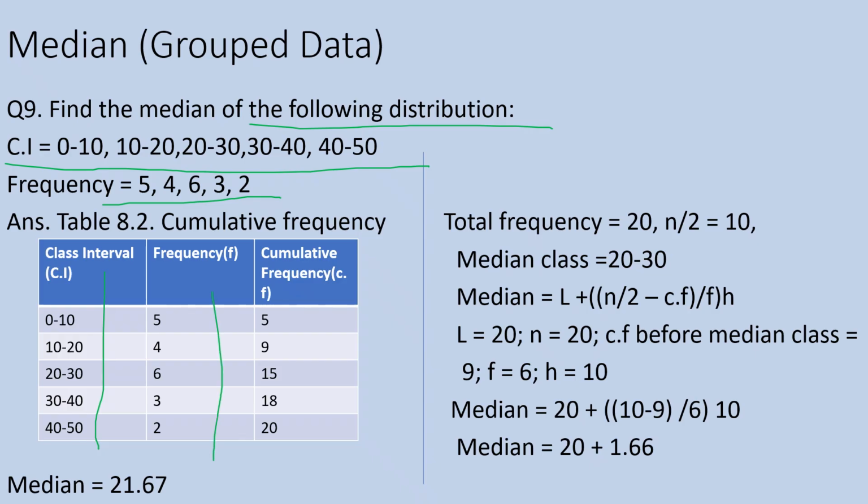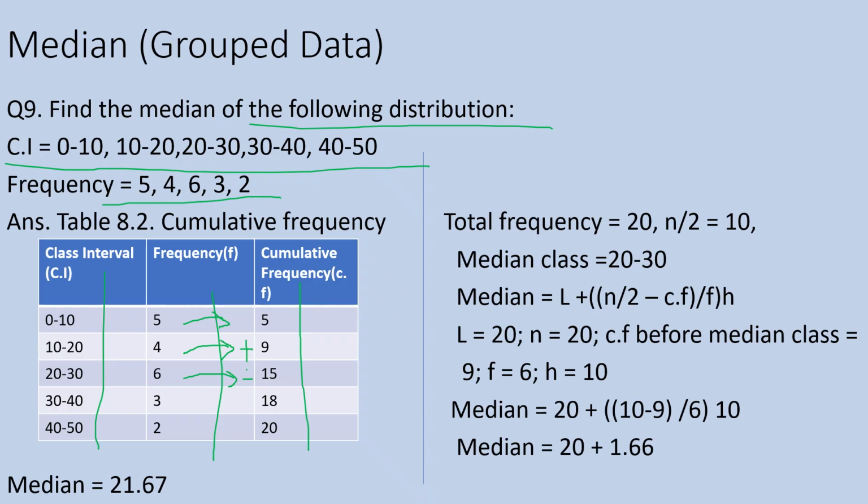Now we will have to calculate the cumulative frequency. Cumulative frequencies will be done by adding the frequencies one by one. So the first frequency is 5, cumulative frequency will be 5. The next frequency is 4, we will add with 5. So 5 plus 4 is equal to 9. Next again we will add 9 with 6, which is 15. So 9 plus 6 is 15.